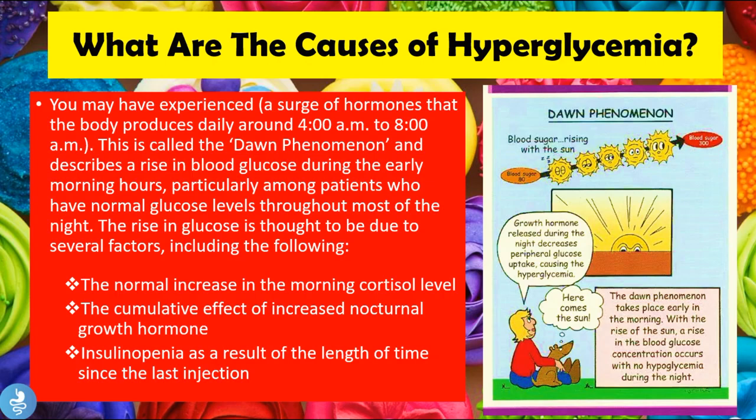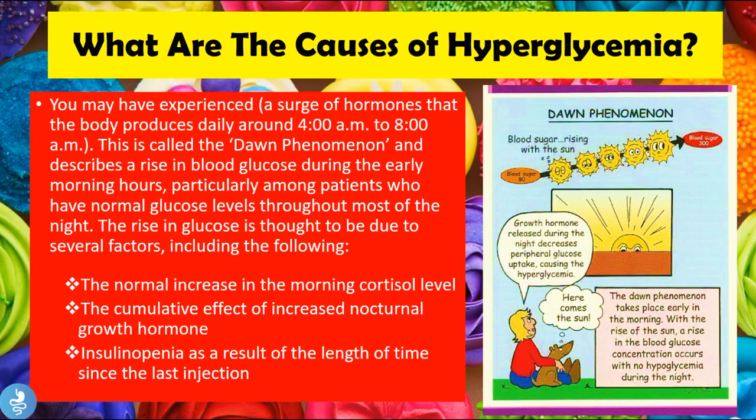Continuing with causes, we can also have another cause of hyperglycemia, and that is due to a phenomenon known as Dawn phenomenon. So you may have experienced a surge of hormones that the body produces daily around 4 a.m. to 8 a.m. This is called the Dawn phenomenon and describes a rise in the blood glucose level during the early hours of the morning, particularly among patients who have normal glucose levels throughout most of the night. The rise in glucose is thought to be due to several factors, including the following.